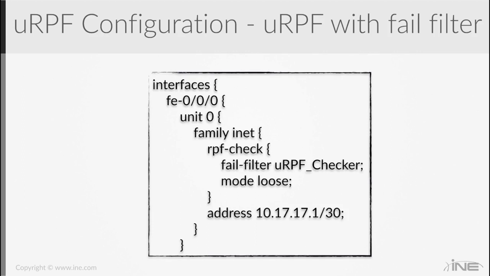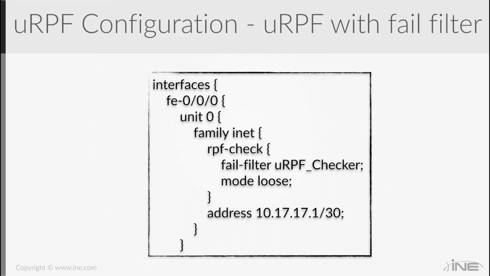Now you can also include a fail filter, as we learned, and the way to do that is after rpf-check, you specify fail-filter and then you put the name of a filter. A fail filter is simply a firewall filter applied here under rpf-check fail-filter. So you just call the name of the filter you have defined.